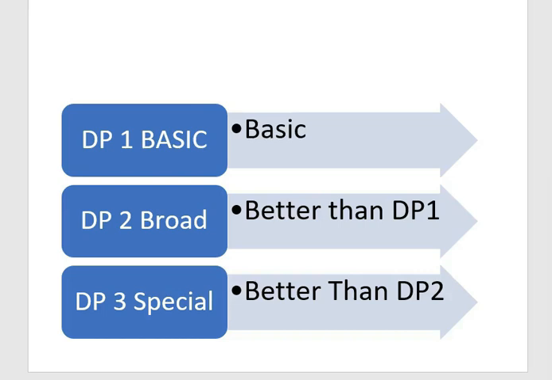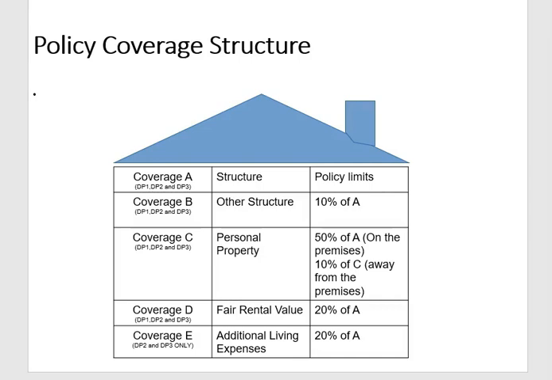It's icing on the cake. Then you have DP3, which is better than DP2. So it's the cake, the icing, and the sprinkles. That should help you visualize your dwelling policies. We are going to go over each dwelling policy, but first I want you to see the structure. So we talked about this just recently, the structure of dwelling policies.